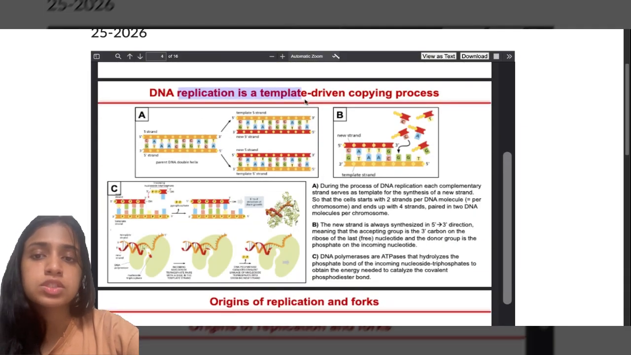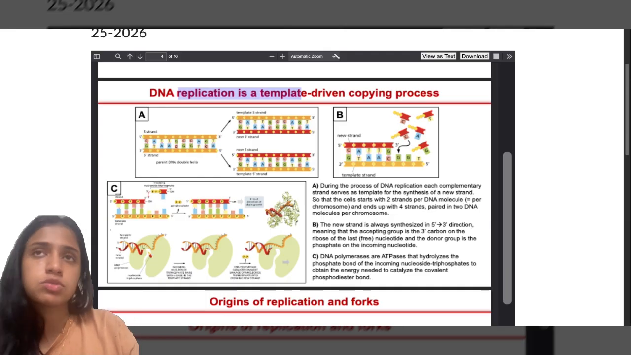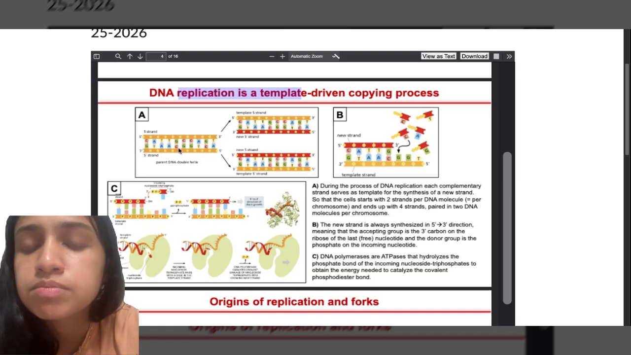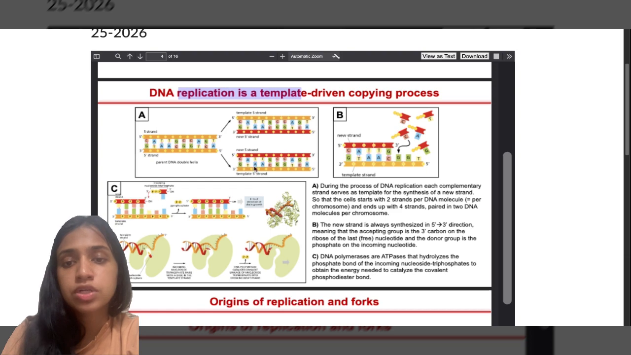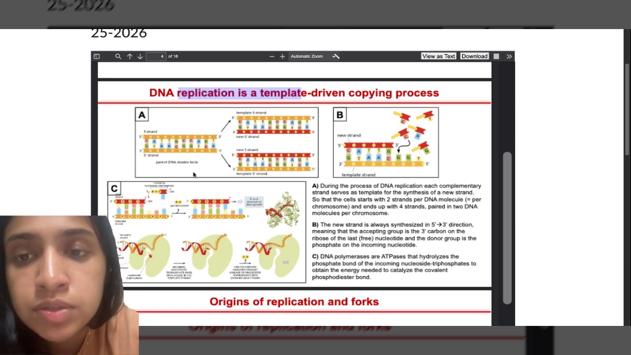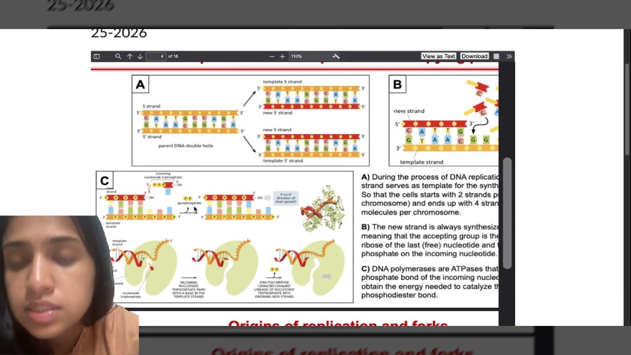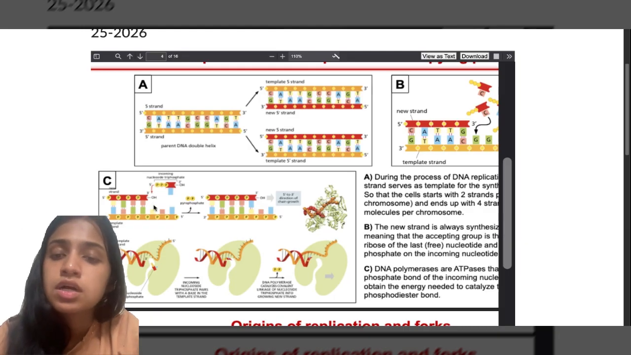So DNA replication is a template-driven copying process. We know this because DNA replication always requires a template, whereas RNA replication does not really. You have the double-stranded DNA double helix here. Then you have the template strand, and then you have another template strand, right? In B, we see that some part of it is breaking out, right? And then in C, we see the incoming nucleotide triphosphates, so the phosphate is attacking the OH group here. And then something's happening.